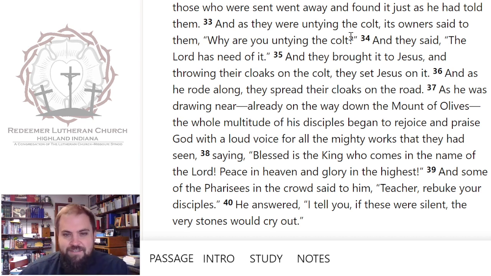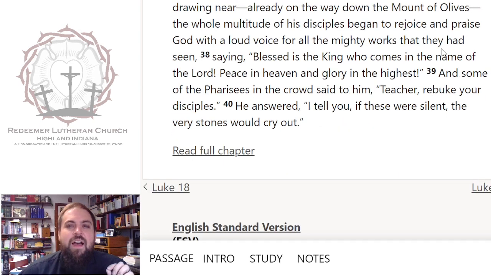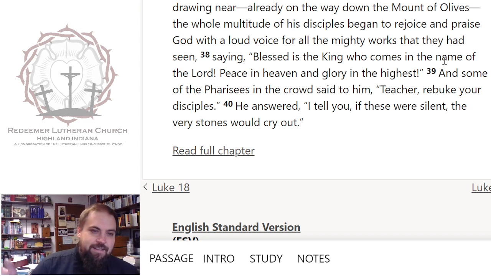And Jesus tells them in verse 40, "I tell you, if these were silent, the very stones would cry out." Jesus says that the dust of the earth would open its maw and sing hosannas, that the rock on the side of the road would split in half and then it would sing a hosanna to Jesus if his disciples shut up.